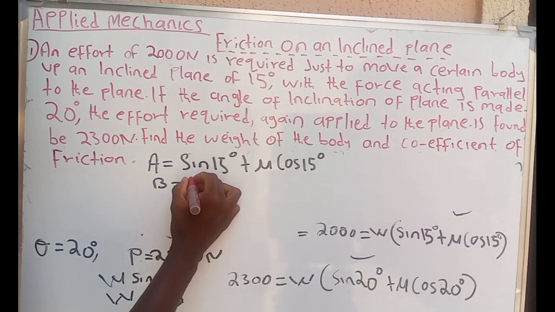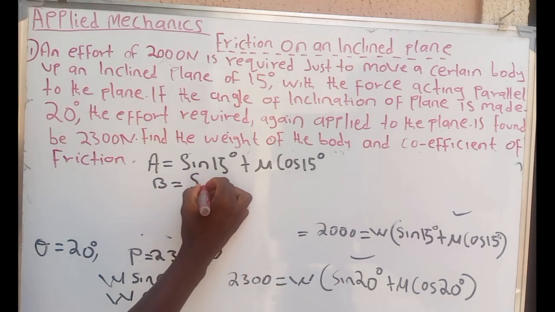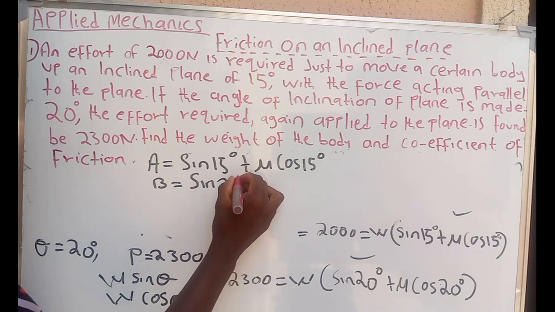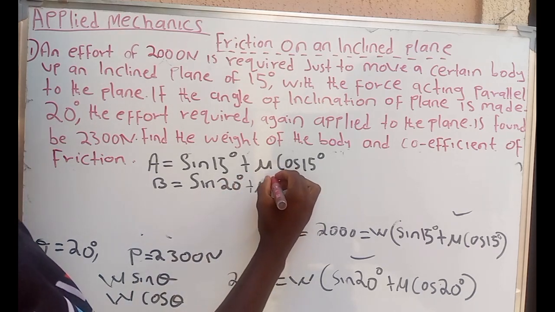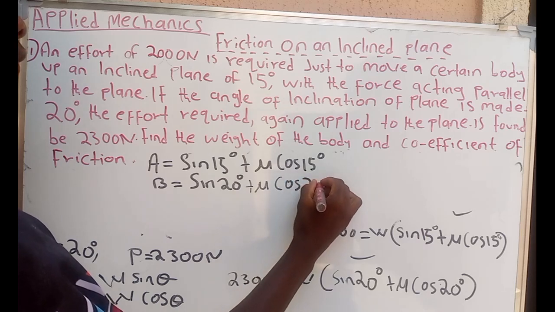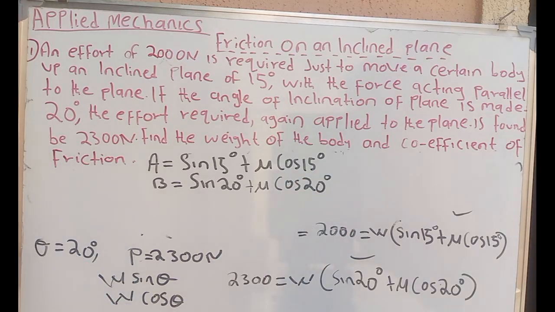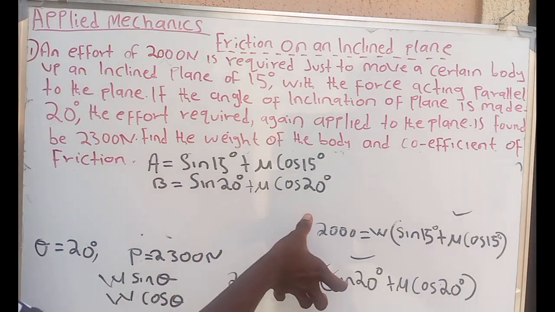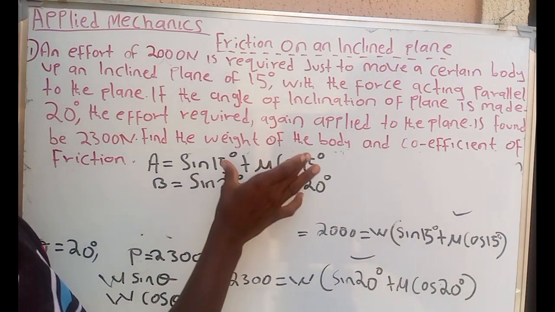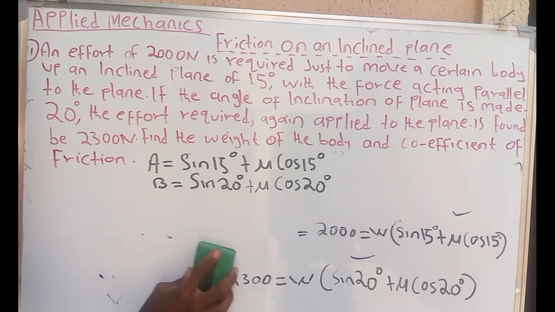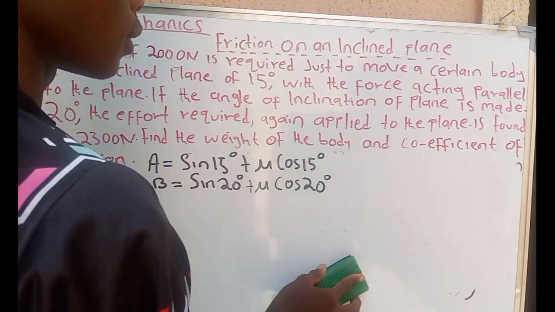So let's say we have sine 20 degree plus mu cos 20 degree. So we have already let the first part be A and the second part be B. Okay, let's find the solution of the problem.